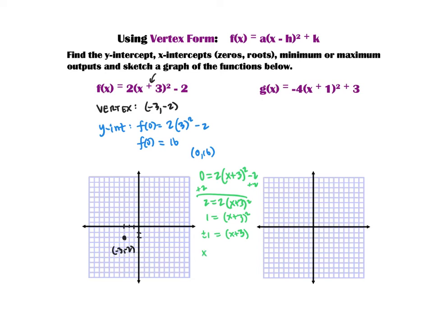So my x-intercepts would be 1 minus 3 and -1 minus 3. So it looks like I would get x equals -2, and I would get x equals -4. All right, so x-intercepts of -4, 0, and -2, 0. Let's graph this thing. Do it in yellow, why not?